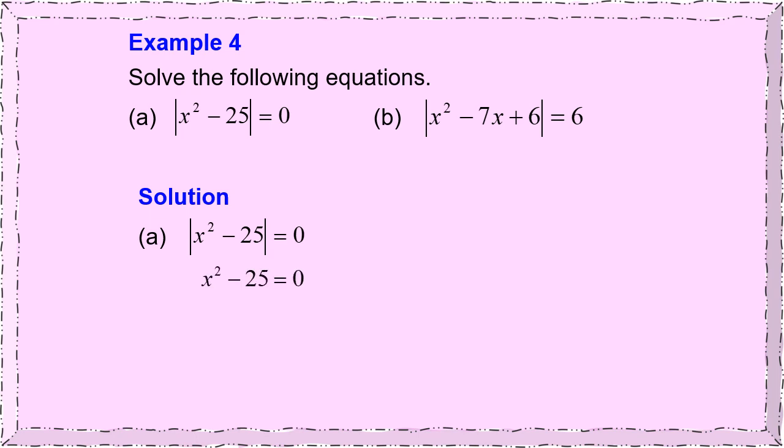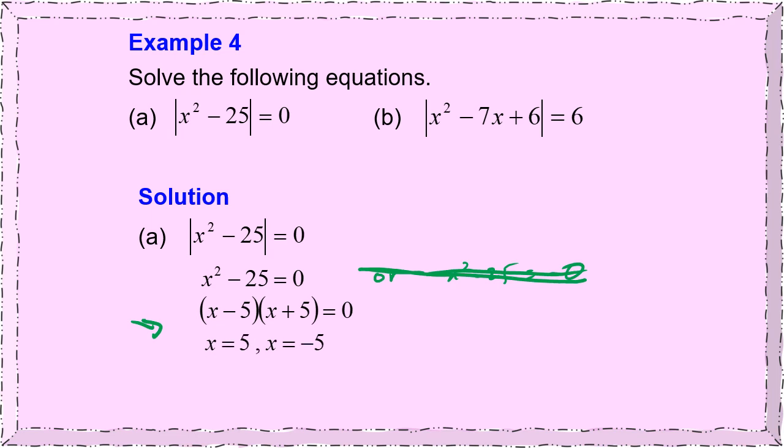By definition, we will get x squared minus 25 equal to 0. And then if you use the definition, we get x squared minus 25 equal to negative 0, which is equal to 0. So we can just ignore this. So we get x squared minus 25 equal to 0. So solve for x. This is a quadratic equation, so we can factorize. We get x equal to 5, x equal to negative 5. Do we need to check? No need, because this is a positive value. Always true. This is a positive part.